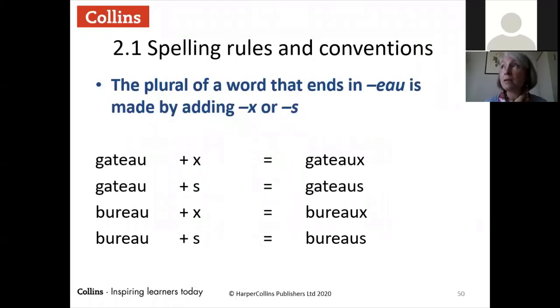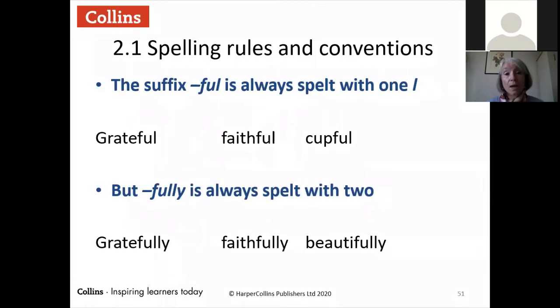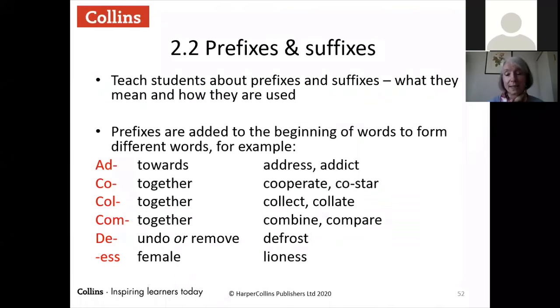So if you're asked in a spelling competition to spell the word gateau, ask for the definition and they will define it as a singular noun, so you know you don't put the X on the end. Revise these. FUL is only ever spelled with one L, but fully is spelled with two L's. Revise all of these things.